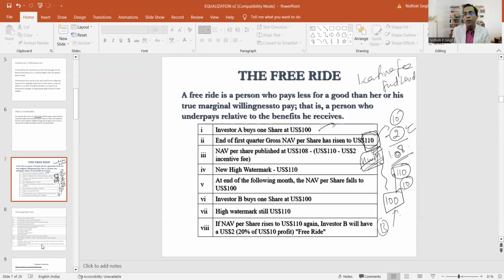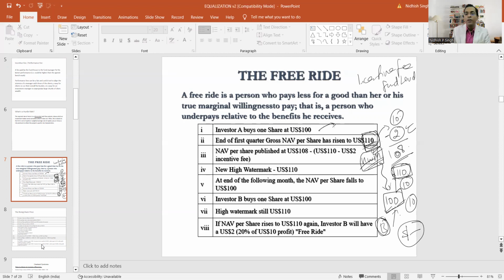again, because it went down to 100, then again went up to 110. So there will be no incentive fee, because the highest level which it has achieved is 110. Because no incentive fee is calculated, the later investor who came at 100 gets $10 of benefit, but doesn't have to pay any incentive fee. They will pay 0 incentive fee up to 110, because that's how the incentive fee is calculated at the high water mark at the fund level.